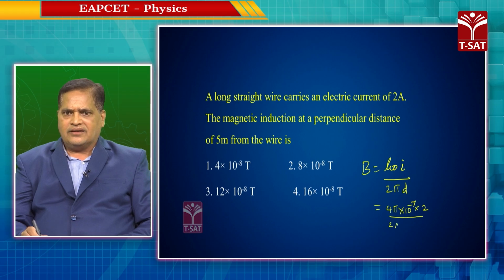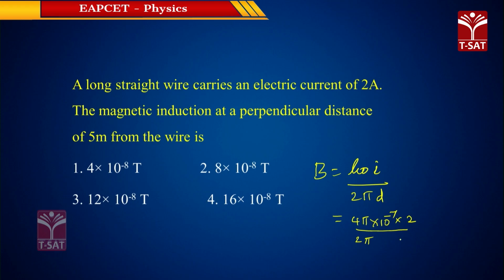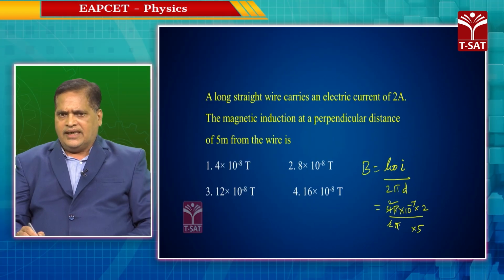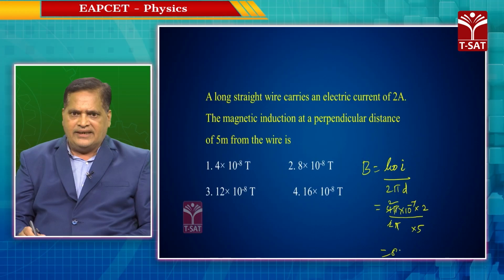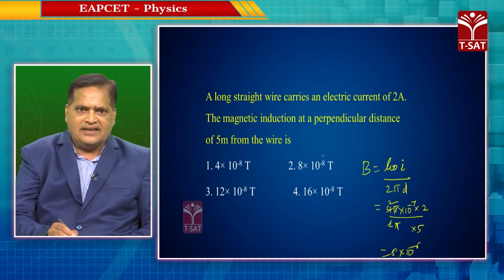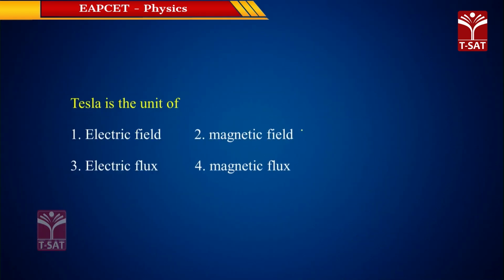Therefore 2 pi with the distance of, how much is the distance given? 5 meter, 5 into 5. Here pi gets cancelled, 2 gets cancelled. Here that option is 8 into 10 to the power minus 6. If you calculated this one, 8 into 10 to the power minus 6, this is the answer.